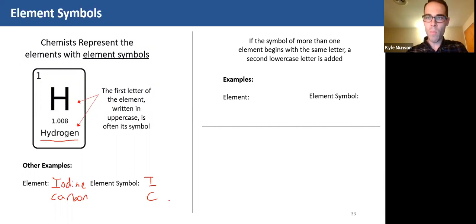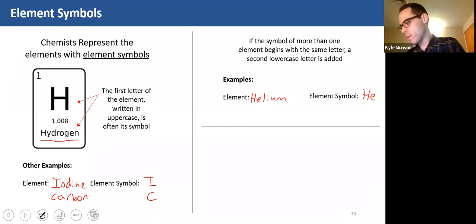If the symbols of more than one element begin with the same letter, a second lowercase letter is added. So for example, we would have something like helium, element symbol He. It has the same beginning as hydrogen, but there's an extra lowercase letter added. Again, just an example of that.